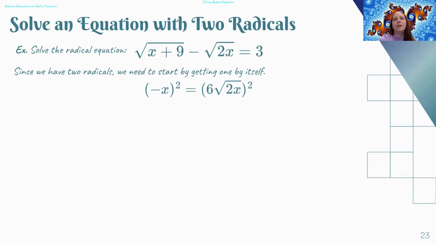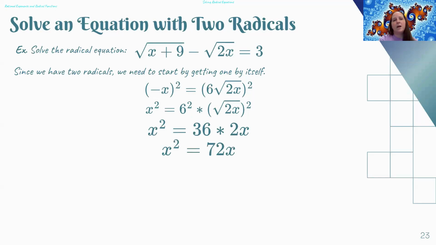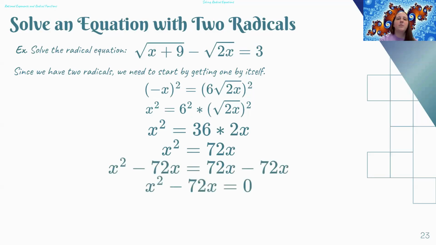I'm going to square both sides to get rid of that radical. So (-x) squared is x squared. (6 square root of 2x) squared is 6 squared, which is 36. And the square root of 2x squared is just 2x. So I get 36 times 2x, which gives me 72x. I subtract 72x from both sides. So I get x squared - 72x = 0.